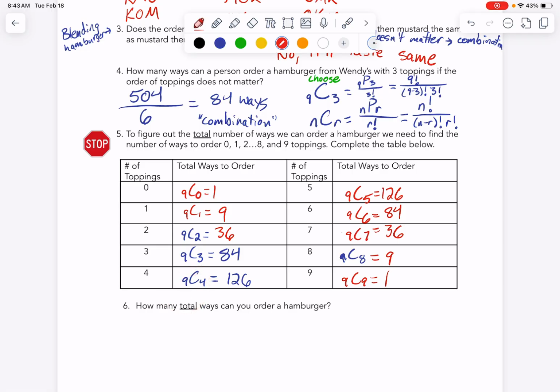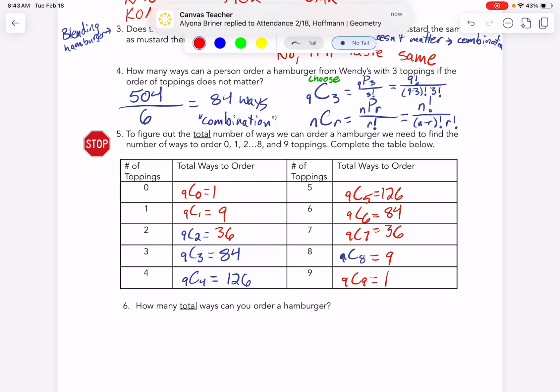The only difference, and this is a different way to think about it, is instead of choosing the 5 options to go on the burger, now we're choosing 4 options to take off the burger. And that's going to be the same number of options as there are to put 4 on the burger. So for each one, there's 126.